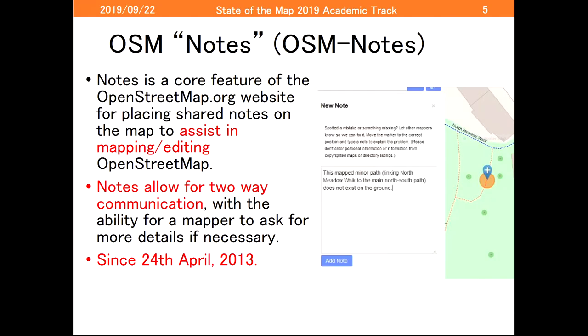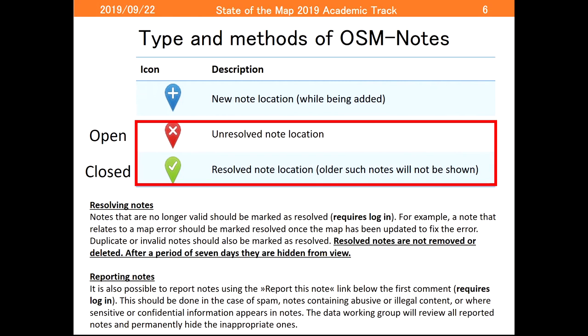This section gives an overview of the OSM notes function. OSM has been able to communicate mapping bugs and improvements through the notes feature since about April 2013. Users who do not have an OSM account can post, so the threshold is low. It is different from a node tagged as an OSM object. OSM notes mainly have two statuses. Firstly, open, which means an unresolved note, and also closed, which means a resolved note.